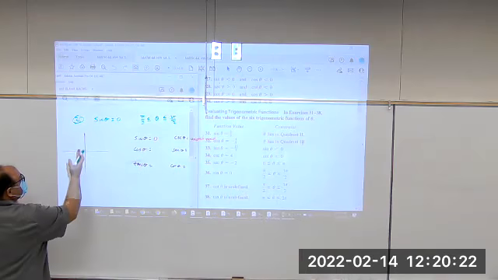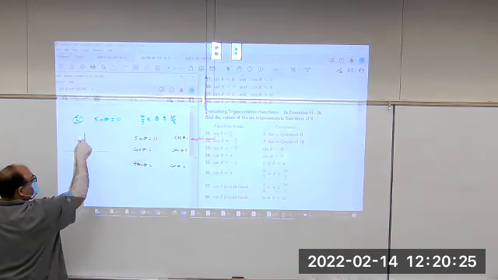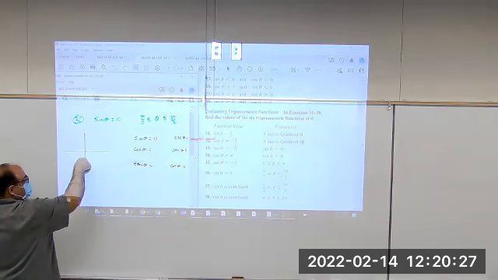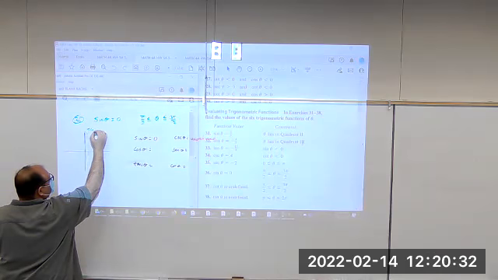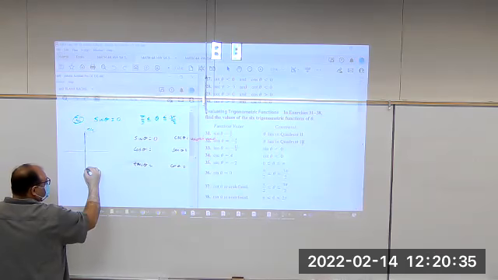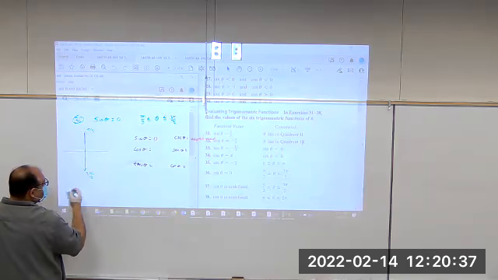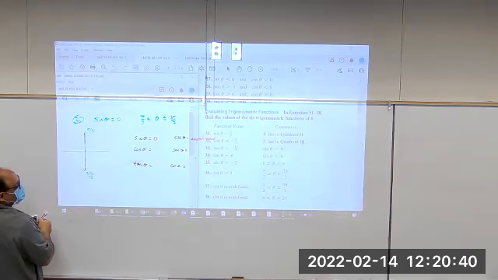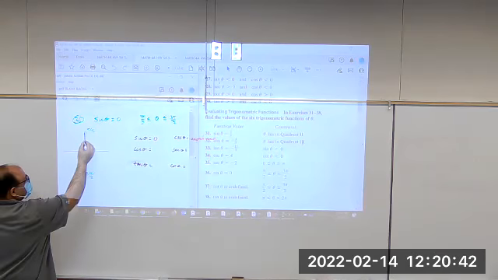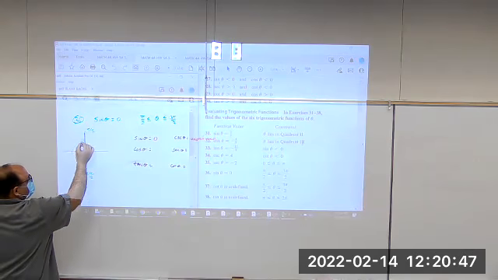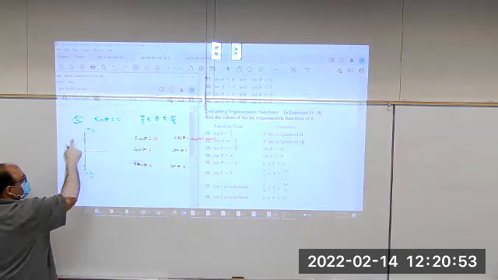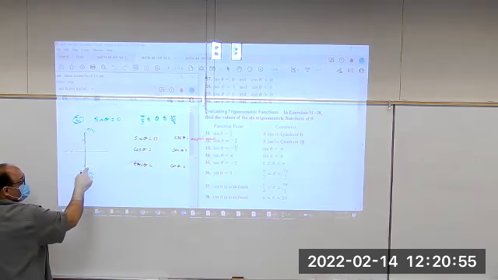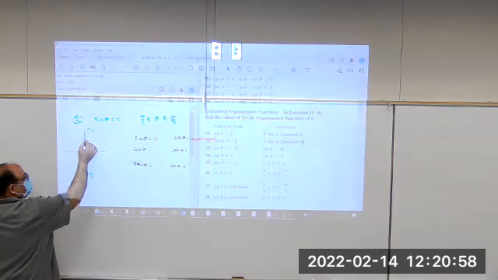Pi over 2 is right here. 3 pi over 2 is opposite, down here. So here's pi over 2, and down here is your 3 pi over 2. Theta terminates somewhere between here and here, somewhere in quadrant 2 to quadrant 3, somewhere between 90 and 270 degrees. So right there.